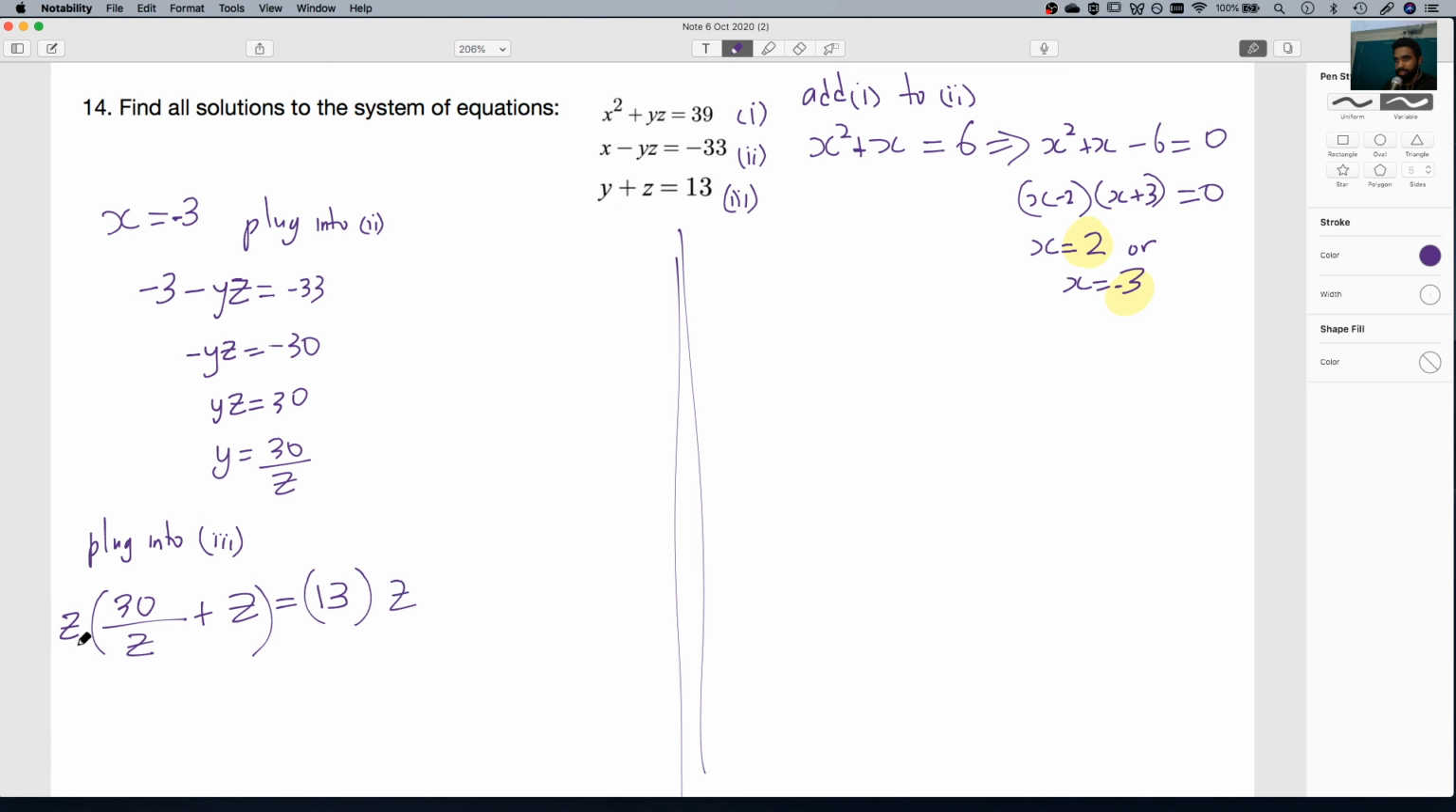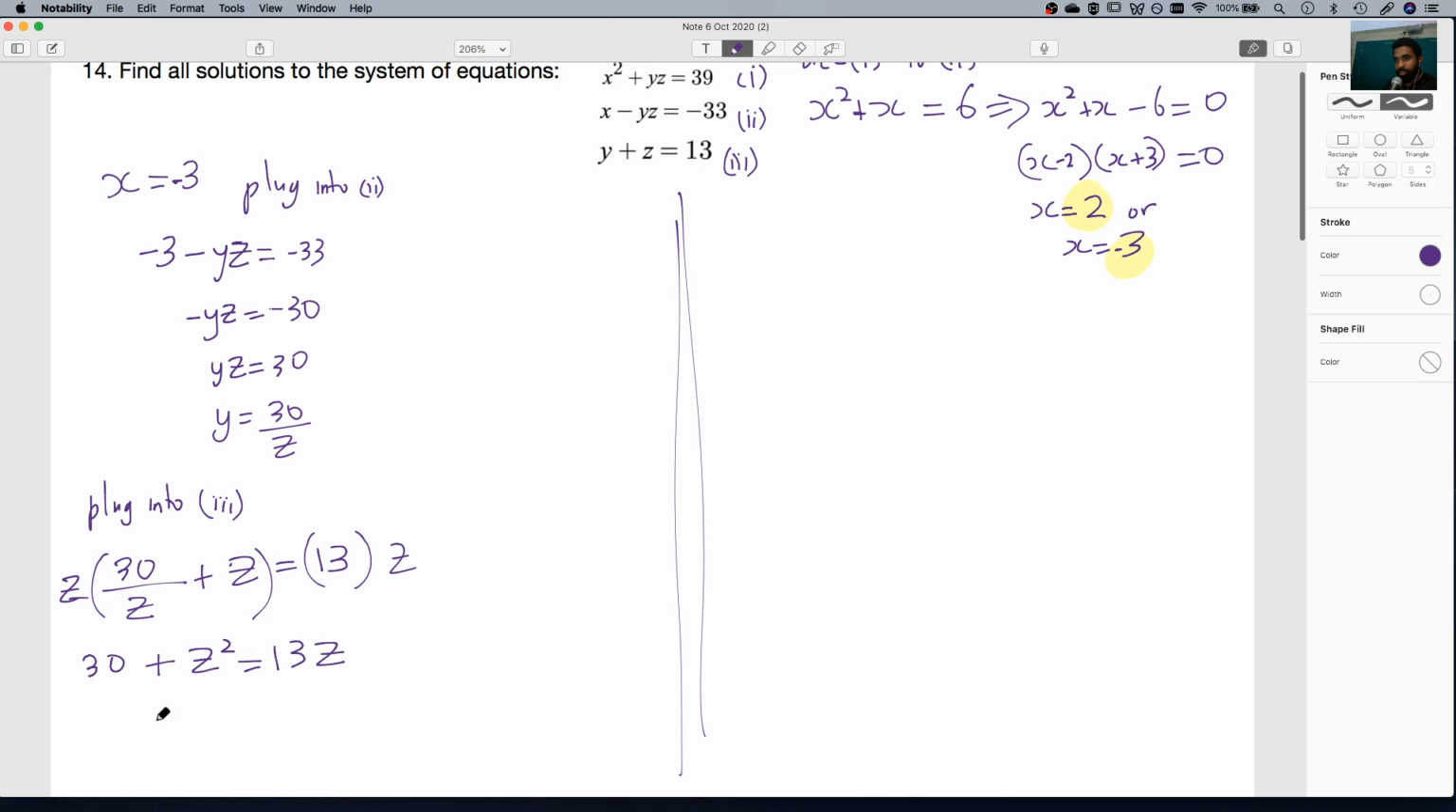Multiply both sides by z, and here we get 30, right? So this times that, 30, plus this times that, z squared, is equal to 13z. Okay, and now this just becomes a regular quadratic. So let me scroll down a bit. So we have now z squared minus 13z plus 30 is equal to 0.